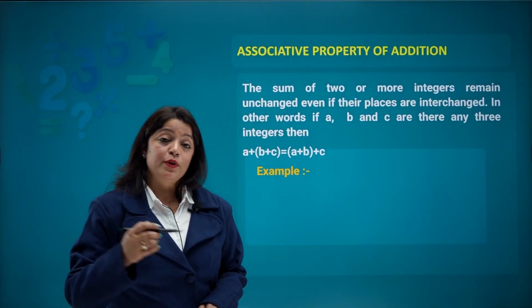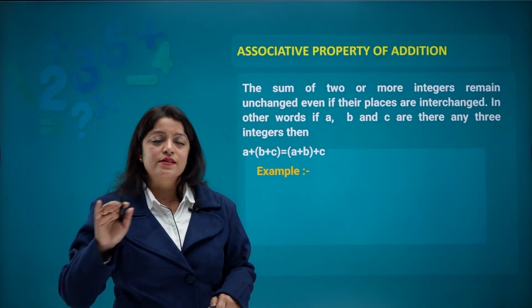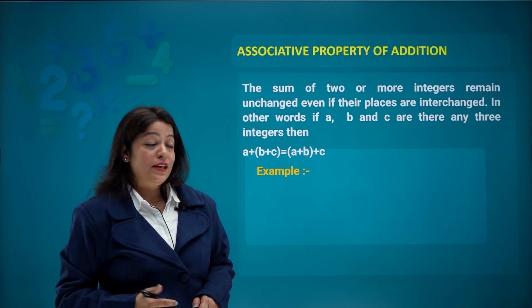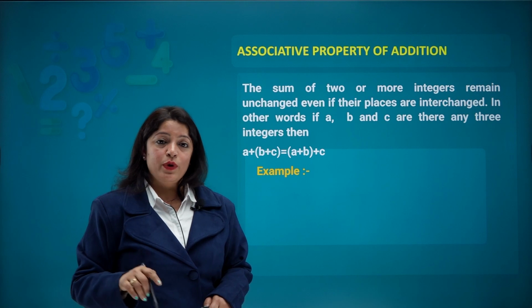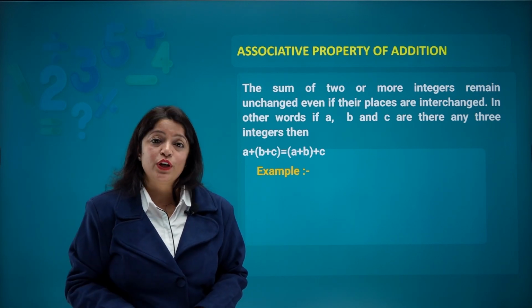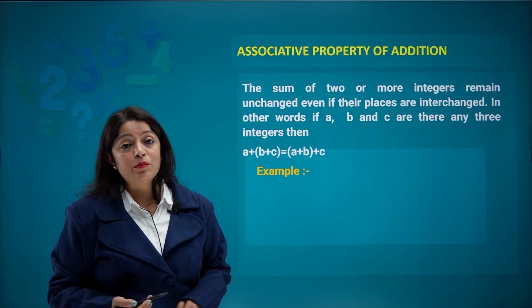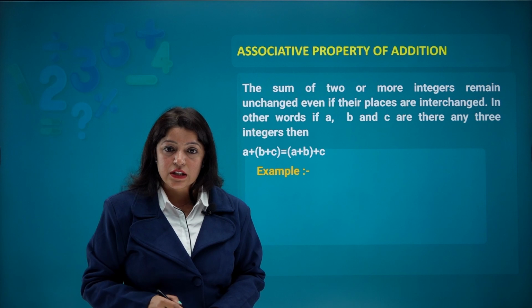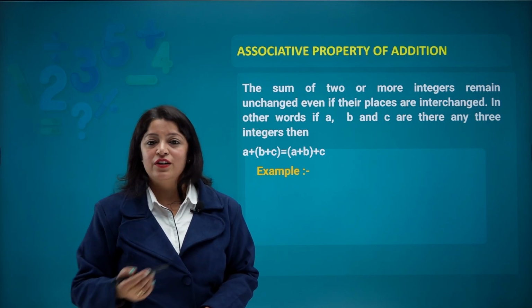And the associative property of addition is just similar to the commutative property, but in an extended version we can say. In the commutative property, we dealt only with two integers, but here there may be more than two integers as well. That means the sum of two or more integers remains unchanged even if their places are interchanged.